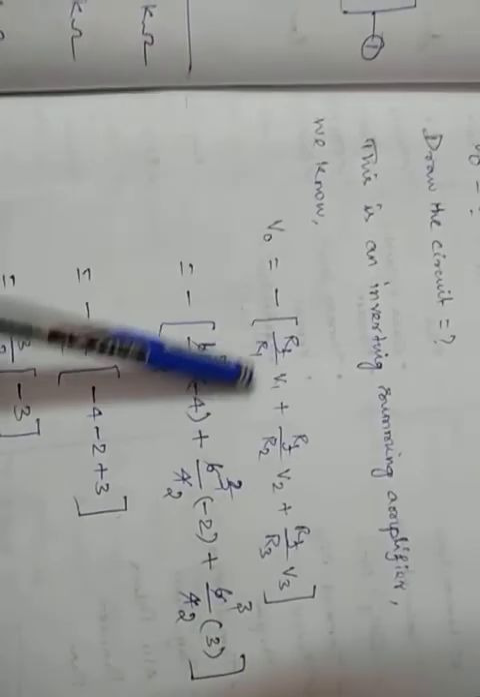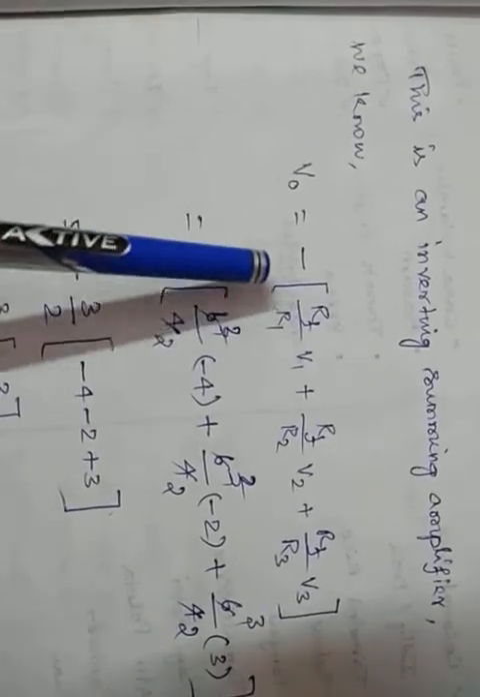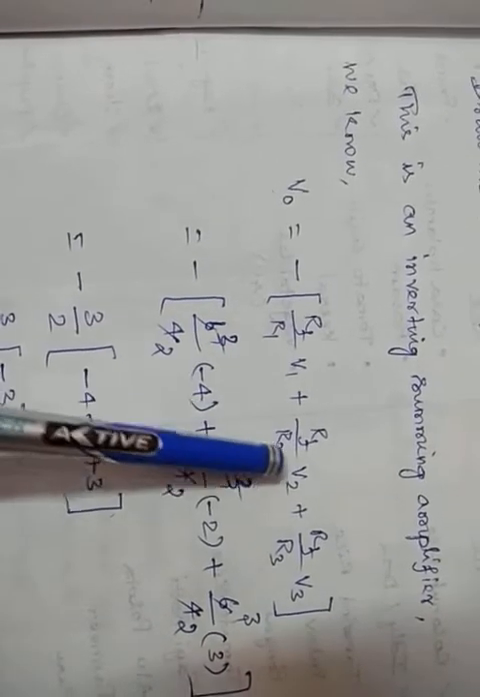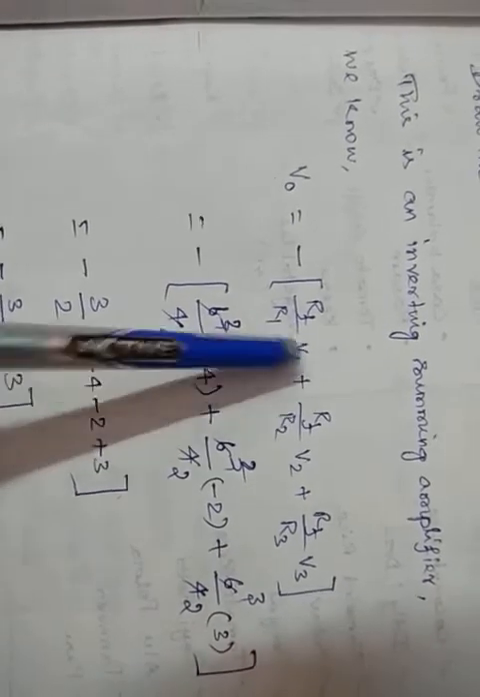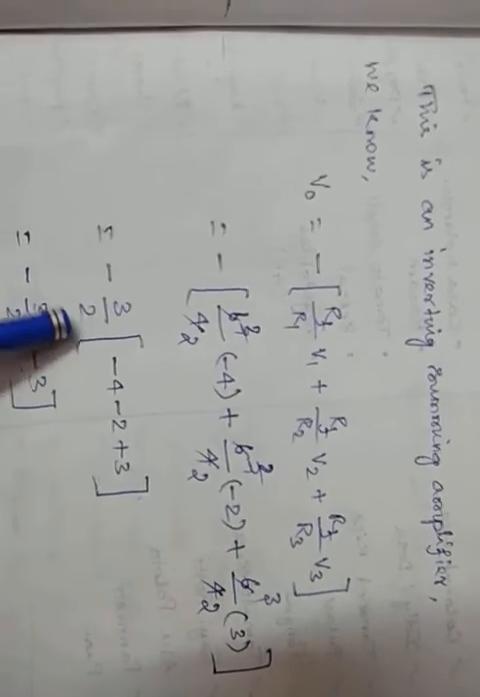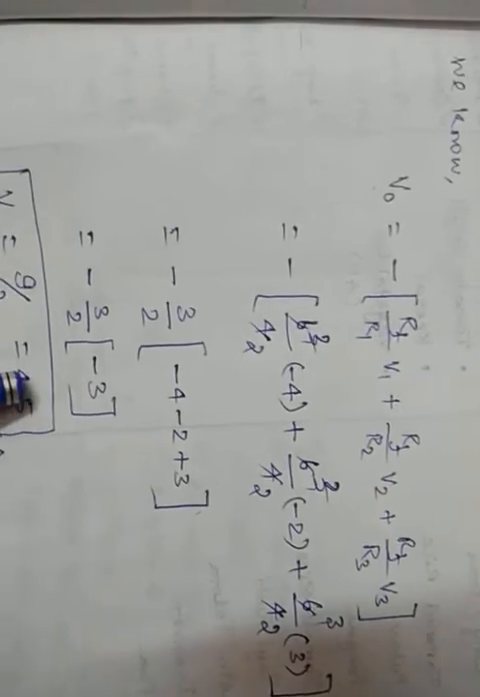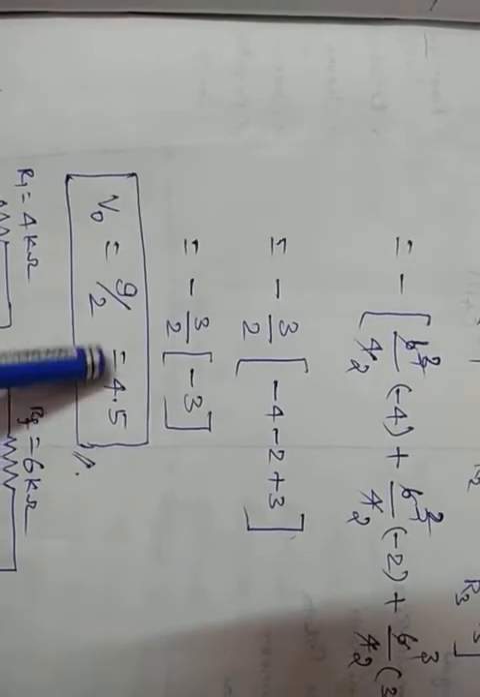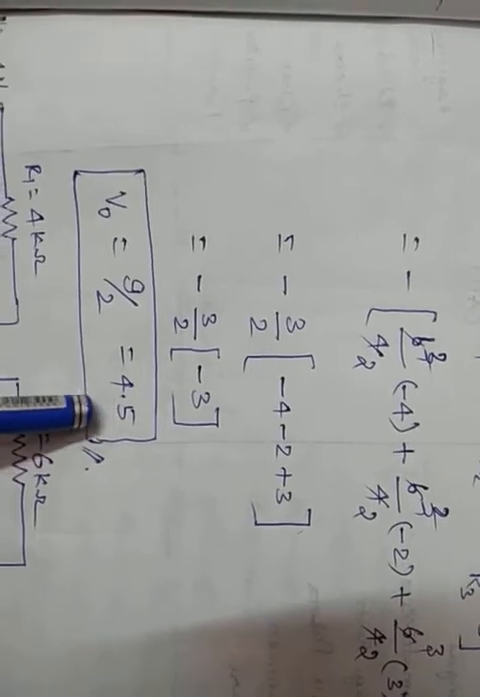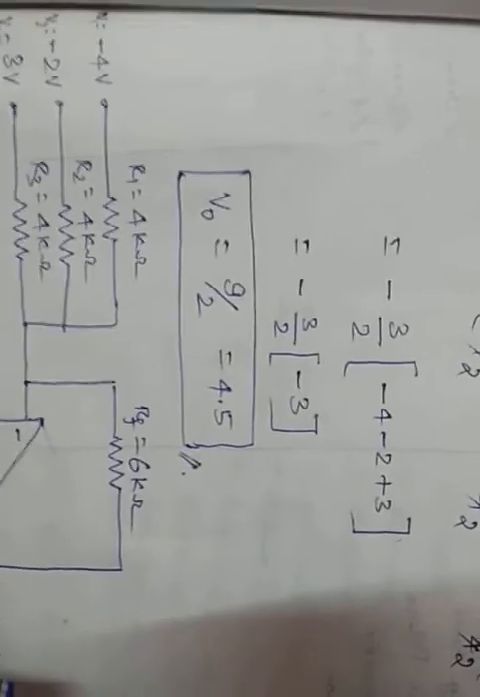For inverting summing, the output voltage is minus RF by R1 V1 plus RF by R2 V2 plus RF by R3 V3, right? So substitute the values, all of which are given, and simplify it. Then you will get the final answer, that is 9 by 2, Vout equal to 4.5. And we need to draw the circuit diagram.